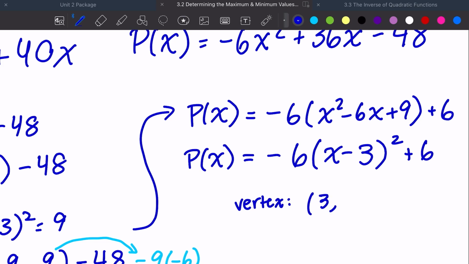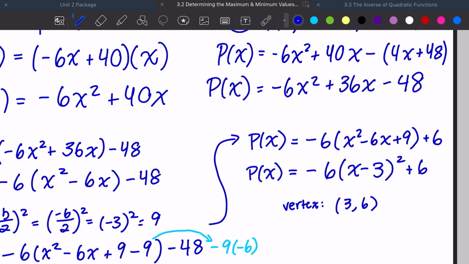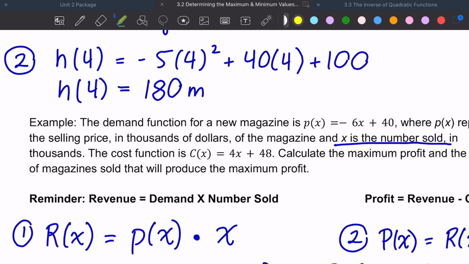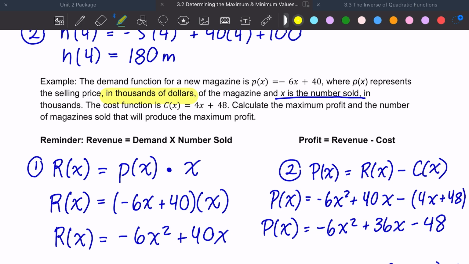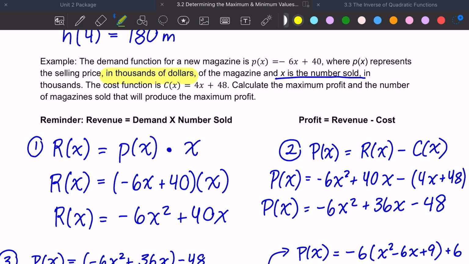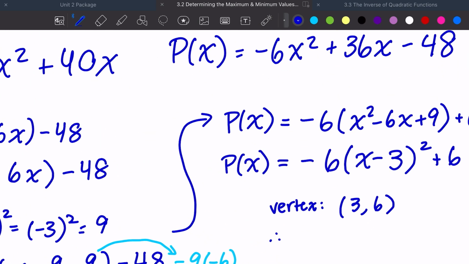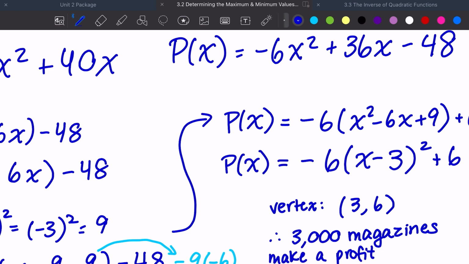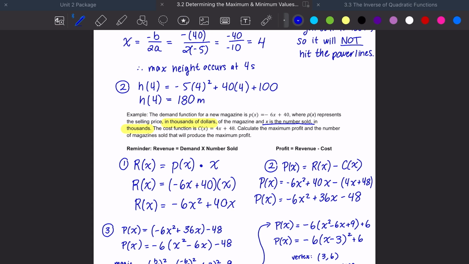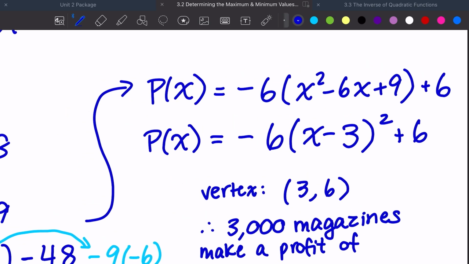Does that mean I'm selling 3 magazines and I'm making $6? No, because it's in thousands. So the units of the equation, right? In thousands of dollars, right? That is where it represents that. And x is the number of magazines sold in thousands, right? So pay attention to the units. So therefore, 3,000 magazines make a profit of, if that's still thousands, not hundreds of thousands, so $6,000, that sucks.